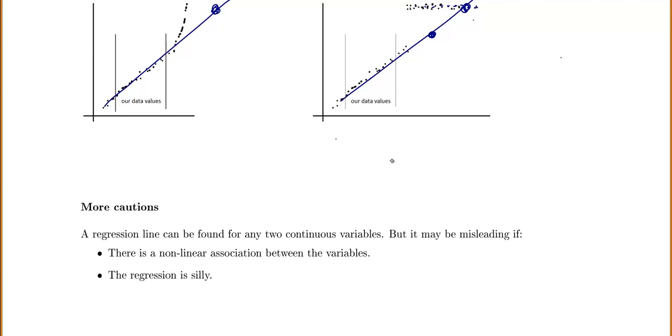Two more cautions. First, a regression line can be found for any two continuous variables. So if you put the data into the computer, it can give you a regression line. But that doesn't mean that it's going to be accurate or make sense. You need to think about it yourself. If there's a nonlinear relationship between the variables, that means it's not a line. It could be like a curve. So if we have curved data, and then I try and fit a line to it, it's not going to fit the data very well.